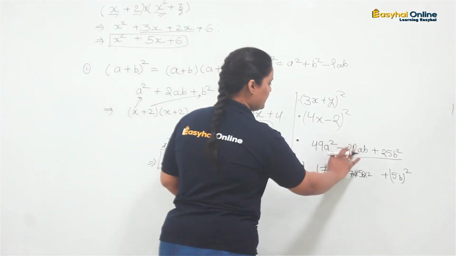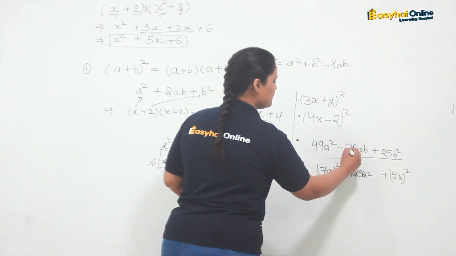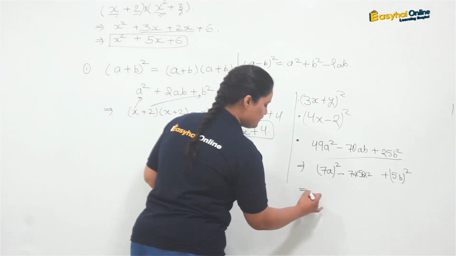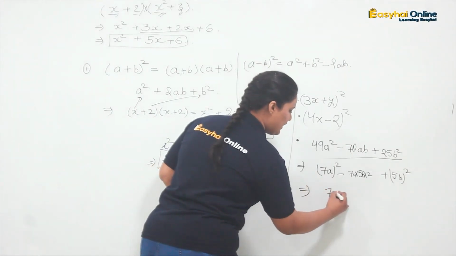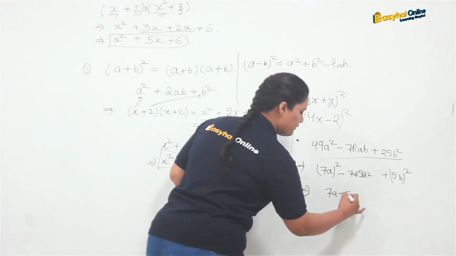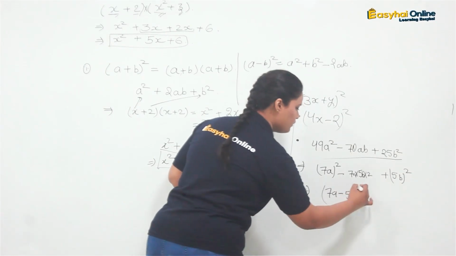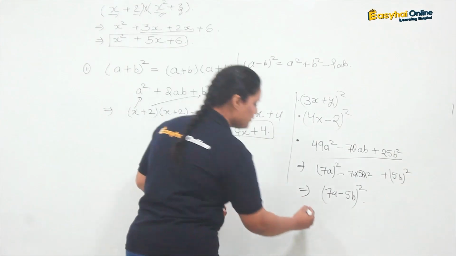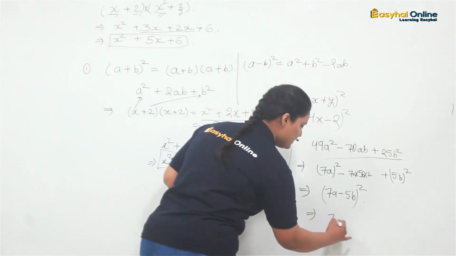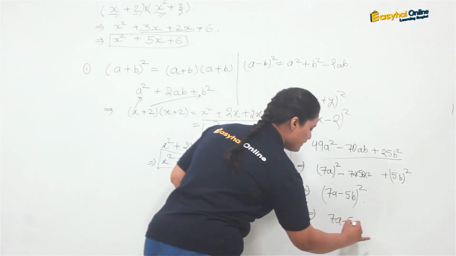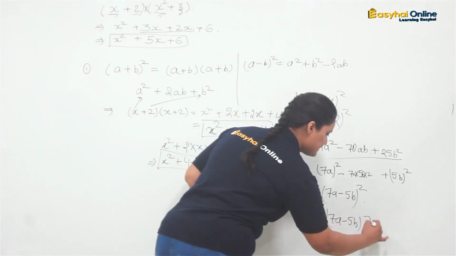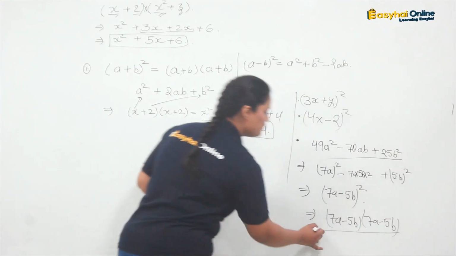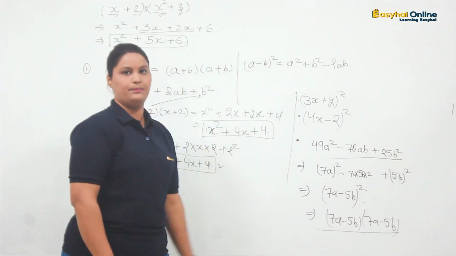It is not 20, it is 70. Okay, now this will be (7a minus 5b) whole square. This is your answer. And the factors of the following equation will be (7a minus 5b) and (7a minus 5b). These are the factors of this equation.